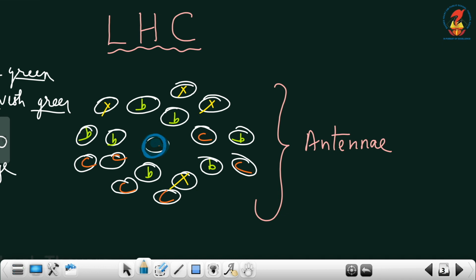I am going for a blue color to make it stand out. So, let this be chlorophyll A. Now, I added chlorophyll A, which is located at the center, and chlorophyll A indicates the reaction center. Clear?